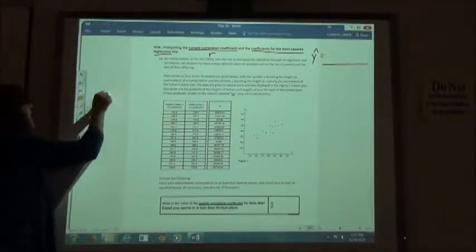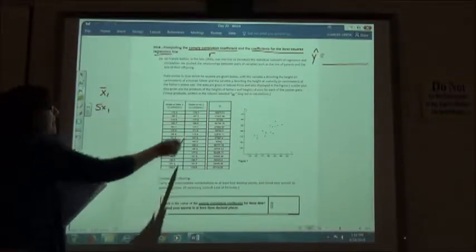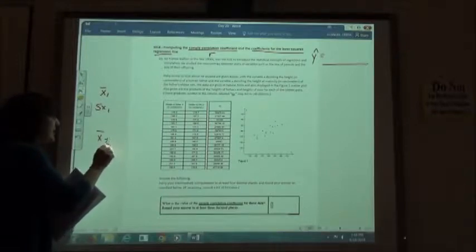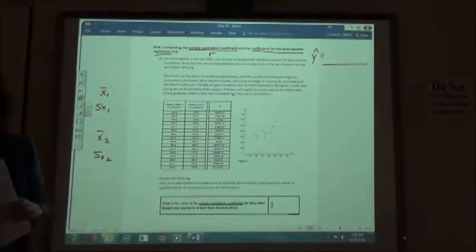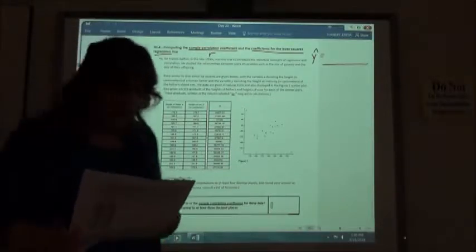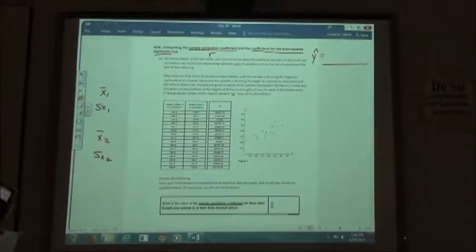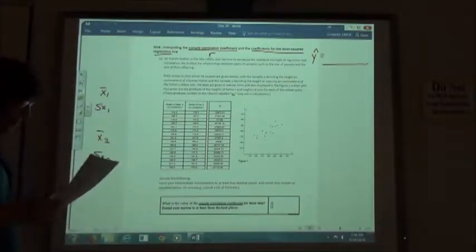So you're going to want the x bar for the first list, the S of x for the first list, and then we're going to do the second list. So x bar for the second list and S of x for the second list. I've already done the calculations, but go ahead, pause the video, put them in there, figure out your data, and when you're ready, you can double check with what I got here.